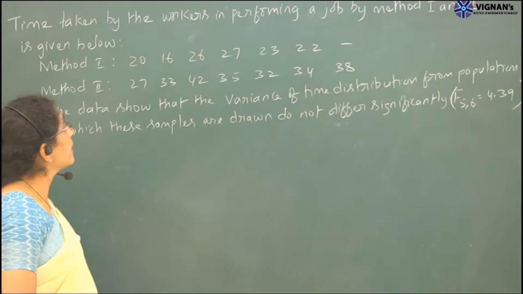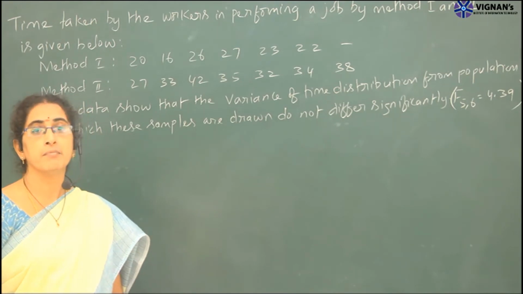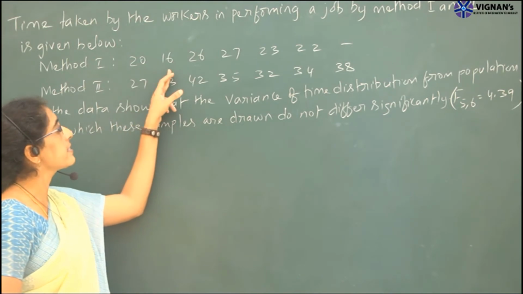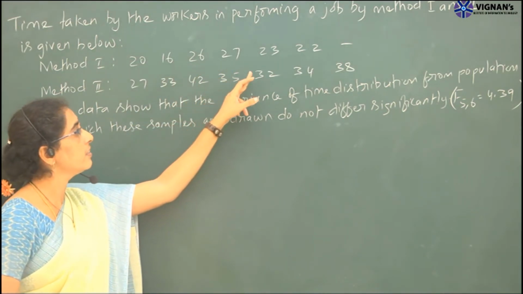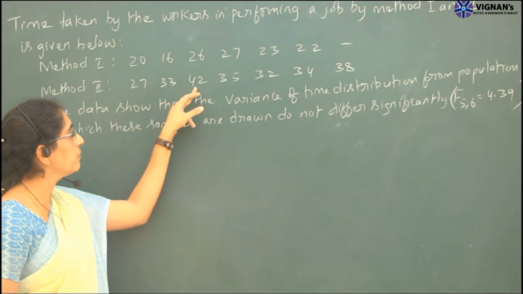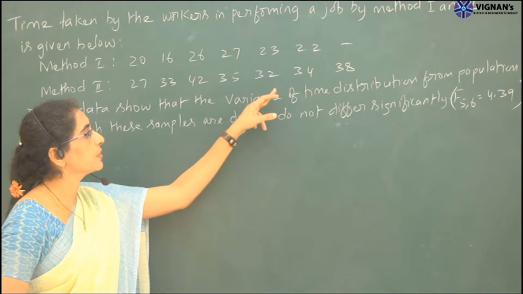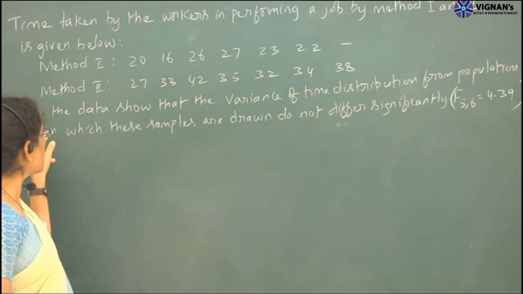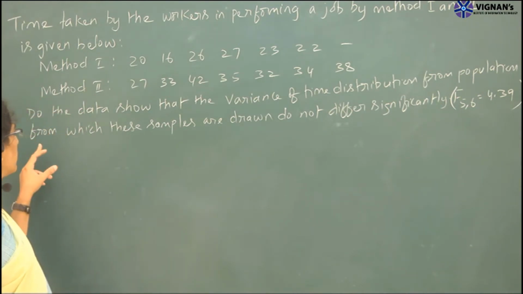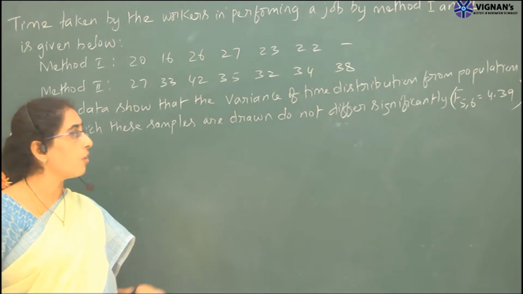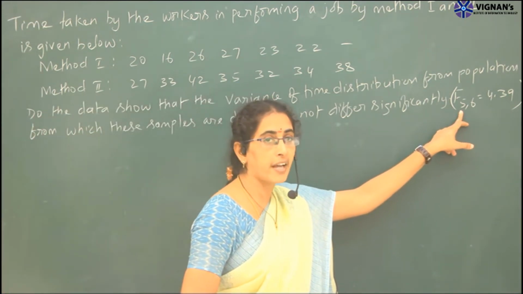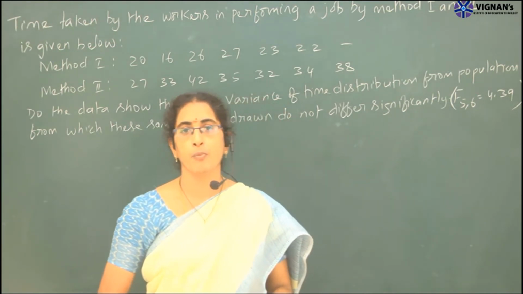The time taken by the workers in performing a job by method 1 and method 2 is given below. By using method 1: 20, 16, 26, 27, 23, 22. And regarding method 2: 27, 33, 42, 35, 32, 34 and 38. Do the data show that the variances of time distribution of the populations from which these samples are drawn do not differ significantly? The tabulated value of F for 5, 6 is given as 4.39.